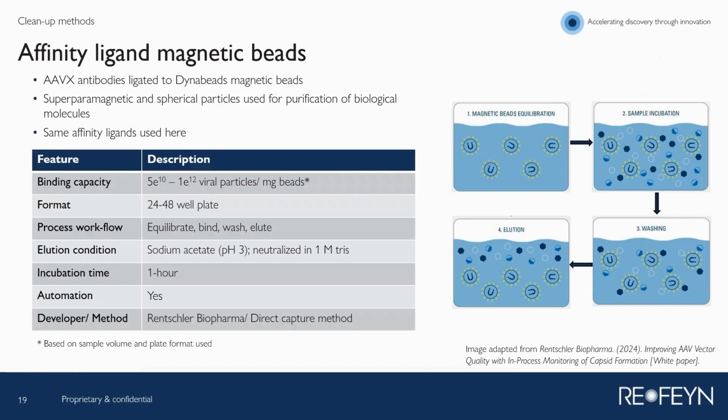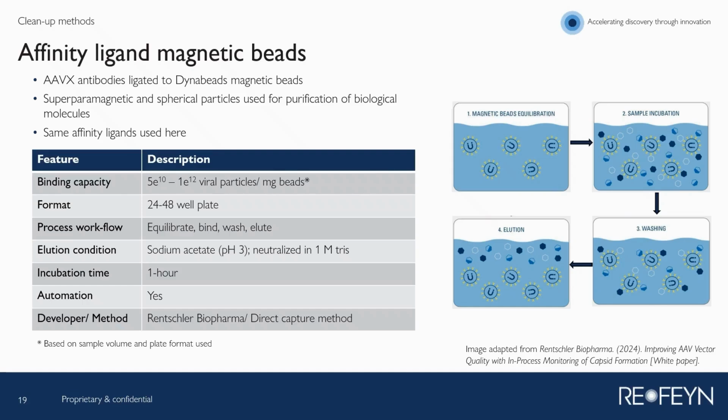This is the second protocol that I would like to discuss today, and it's the affinity ligand magnetic beads. These are nothing but Dynabeads, which are superparamagnetic spherical particles that can be used for purification of any biological molecules as long as relevant affinity ligands are ligated to them. In this case, the Dynabeads are ligated to AAVX antibodies, the same ones that were used for the affinity resin we discussed previously.